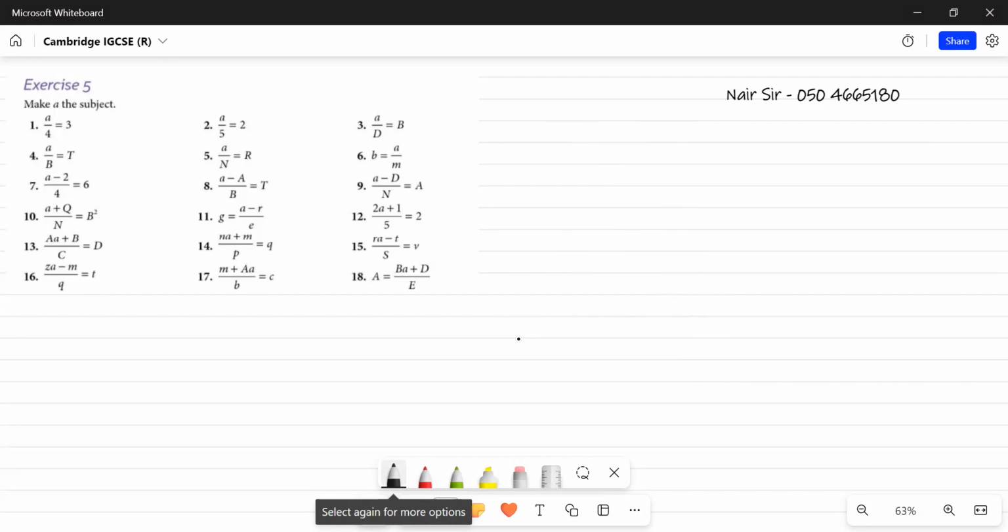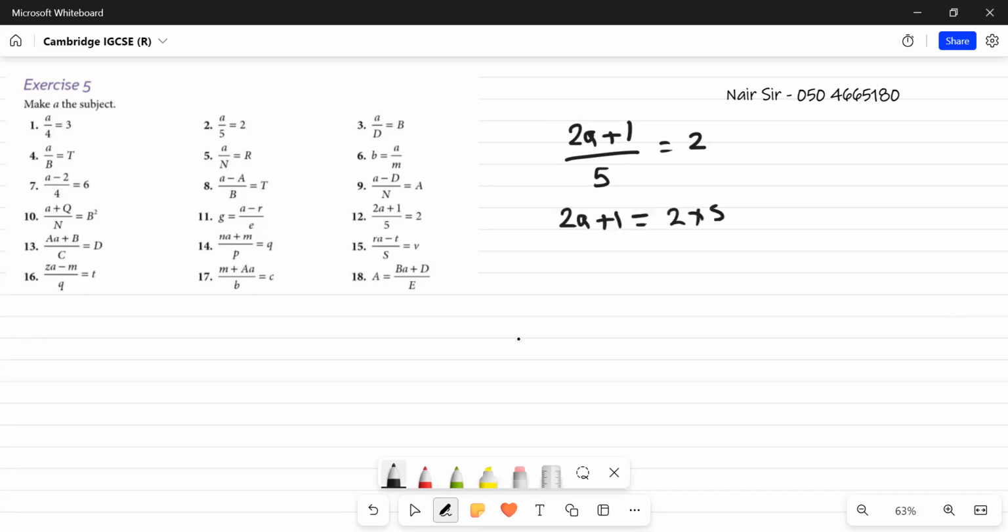I will not be doing 8, 9, 10, 11. Okay. 12. I will do 12. 12 has got three operations. 2a plus 1 upon 5 is equal to 2. Okay, sir, 5 is divided. So this will be 2a plus 1 is equal to 2 multiplied by 5. That will be 2a plus 1 is equal to 10.